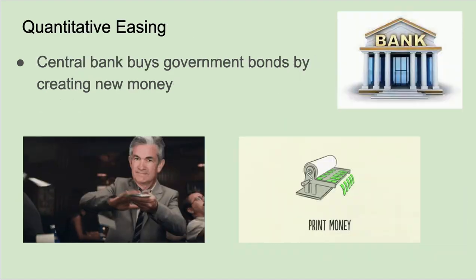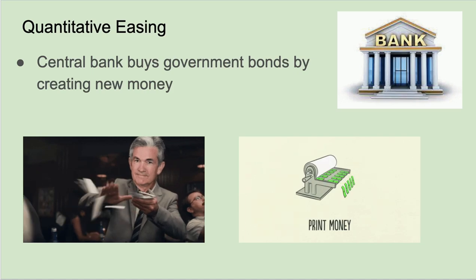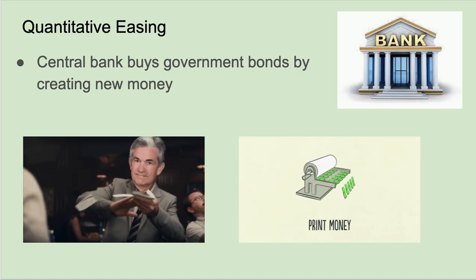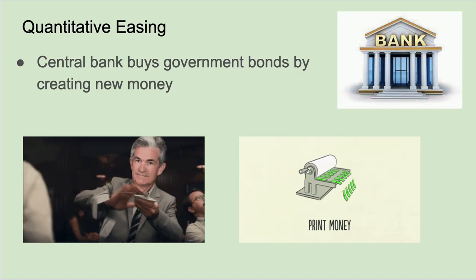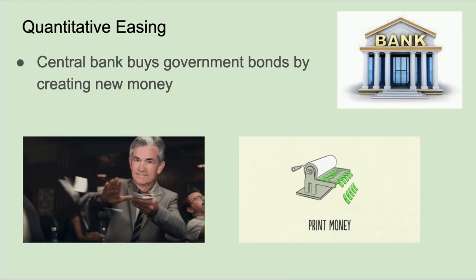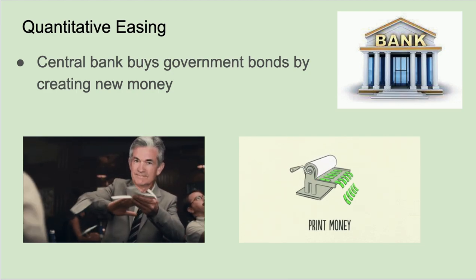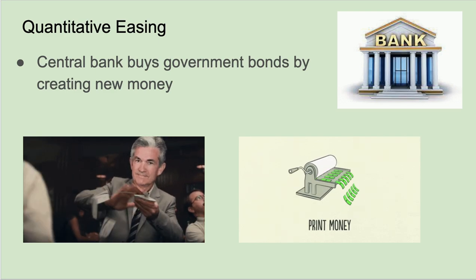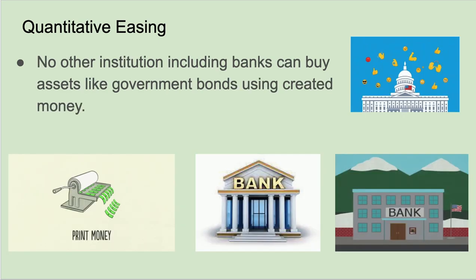The second mechanism by which new money is created is called quantitative easing. This happens when the central bank buys government bonds from other people who have bought the bonds earlier. In doing so, they can print new money which they credit to the accounts of the people who are selling the bonds. Only the central bank has the power to do this.